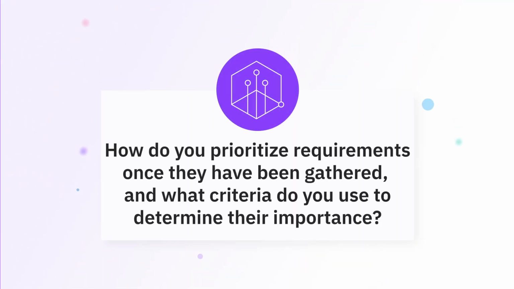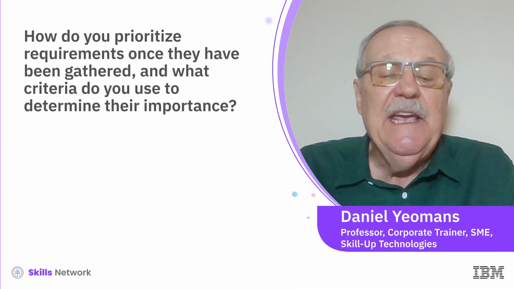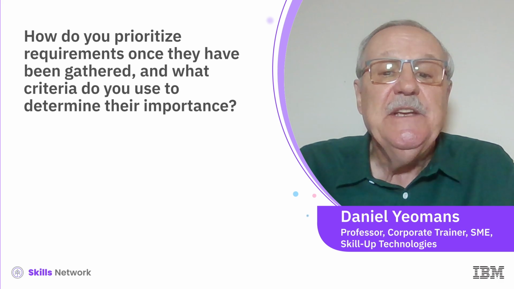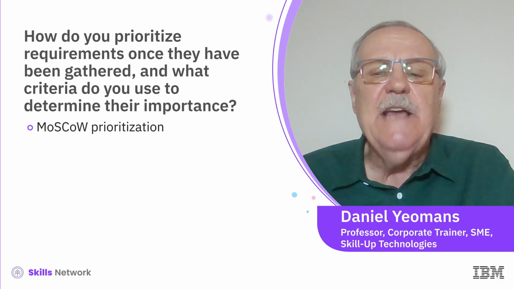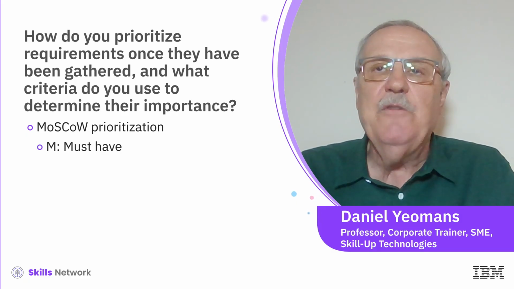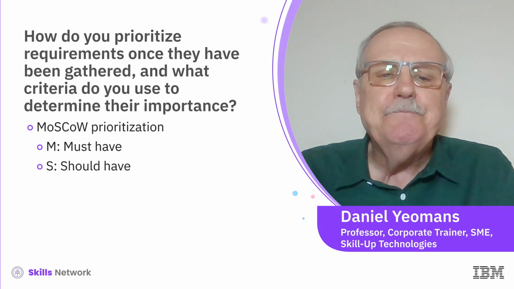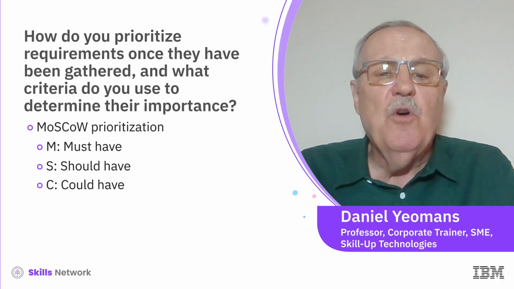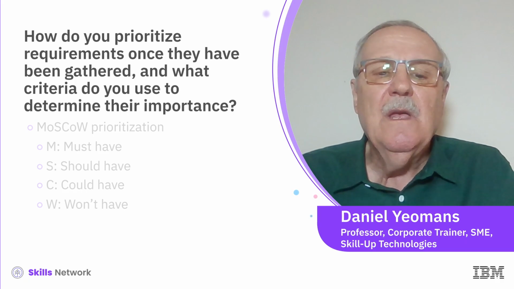How do you prioritize requirements once they have been gathered? And what criteria do you use to determine their importance? A common method used by many BAs that I also use is called MoSCoW prioritization. Each requirement is prioritized in 4 ways. M stands for must have or do. S stands for should have or do. C, could have or do. And the W is won't have or do.